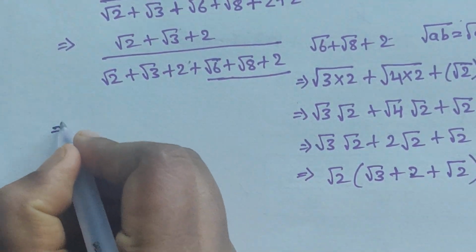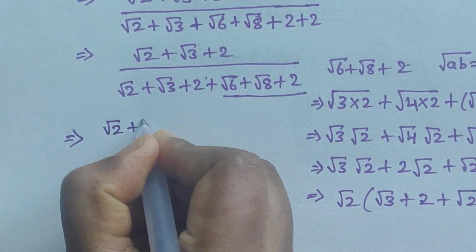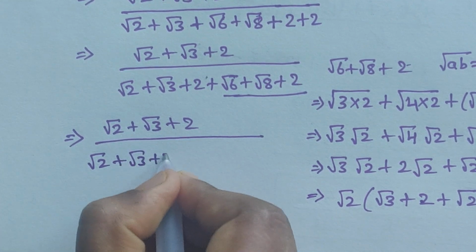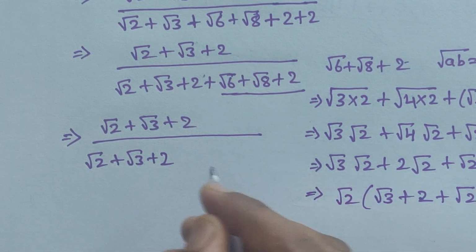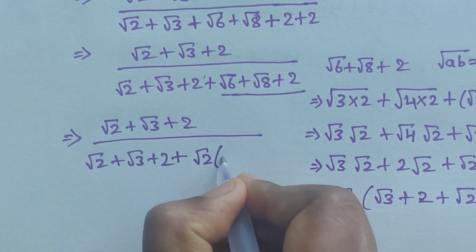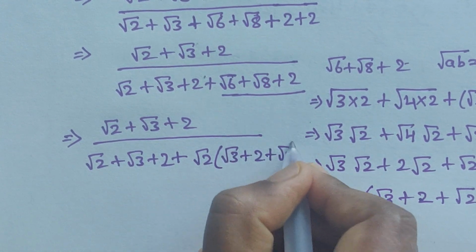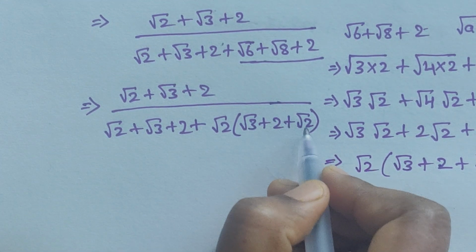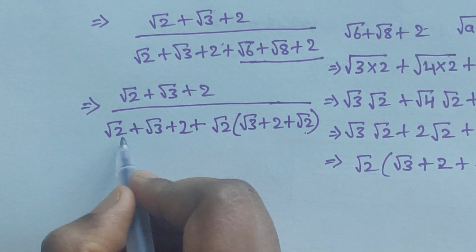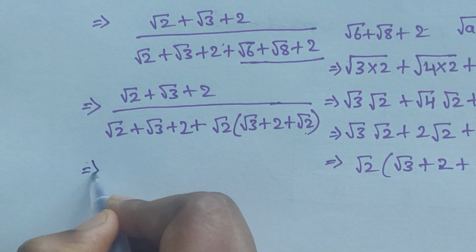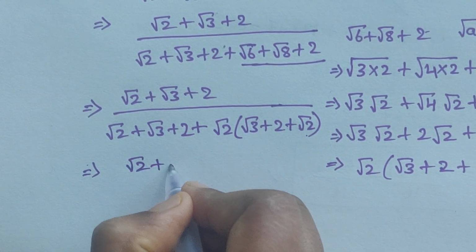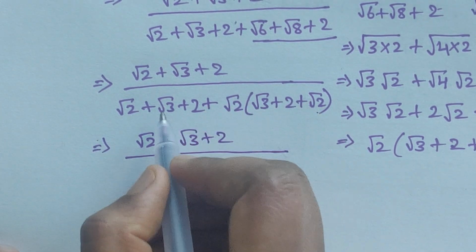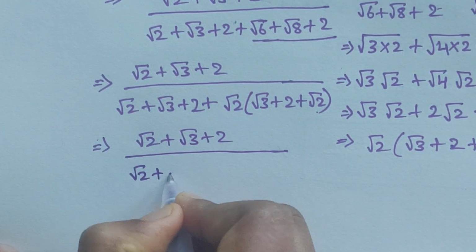So now, square root of 2 plus square root of 3 plus 2, divided by square root of 2 plus square root of 3 plus 2. In place of the denominator we will write these calculations: square root of 2 plus square root of 2 times square root of 3 plus 2 plus square root of 2. In this denominator we have a common factor, that is square root of 2 plus square root of 3 plus 2, so we can take it out, divided by, in this denominator we have the common square root of 2 plus square root of 3 plus 2.